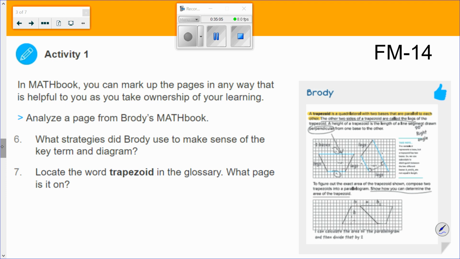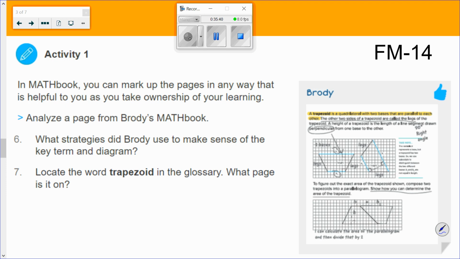Here are your questions. What strategies did Brody use to make sense of the key term and diagram? So look at his work, see what he did, and then locate the word trapezoid in the glossary. I'll give you a hint. It's not the index. The glossary is the one that has the actual definition. So find the word trapezoid in the glossary. What page is it on? You have to write that page down. And then look at Brody's work here. Figure out what strategies he used to make sense of the key term and diagram. Four minutes. Go.